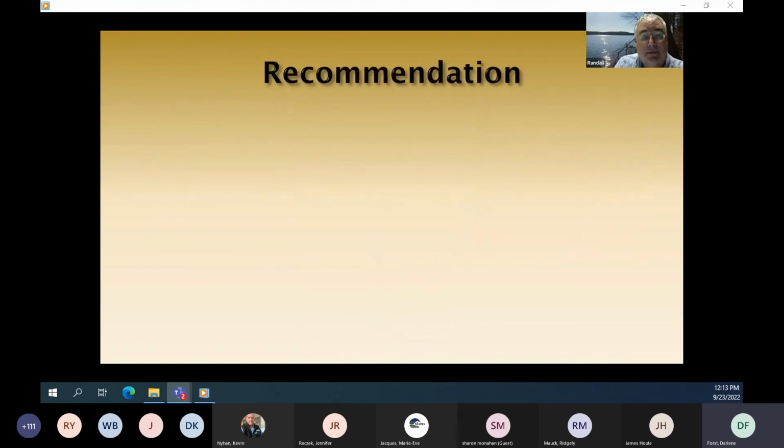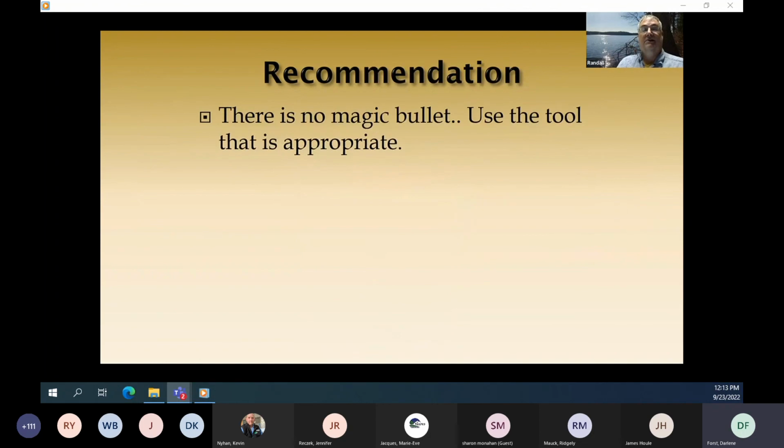I would like to just wrap up by saying there's no magic bullet. We've rushed through this stormwater presentation. I have done entire days on this and gone into a lot more detail. We don't have time for that today. Make sure you know what's in your toolbox.